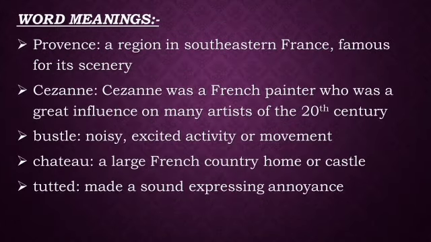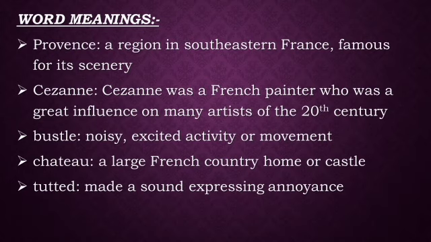Now we have word meanings of lesson number 1, Meeting Cézanne. Provence, a region in southeastern France, famous for its scenery. Next is Cézanne. Cézanne was a French painter who was a great influence on many artists of the 20th century. Bustle, noisy, or it can be excited activity or movement. Chateau, a large French country home or castle.